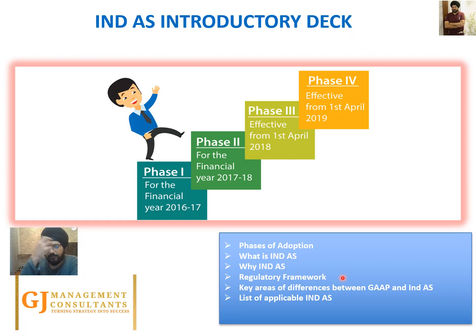For example, we have ICAI as one of the bodies. Then we have the Ministry of Corporate Affairs as one of the bodies. Then for NBFCs we have RBI, and for insurance companies we have IRDAI. So there is a regulatory framework, or the kind of governing body, that has been made to ensure that we are adopting the IND AS in the form and shape in which it has been designed. We're going to look at the key areas of differences between IND AS and the GAAP, and then the list of the applicable IND AS. So let's just move to the first slide then.